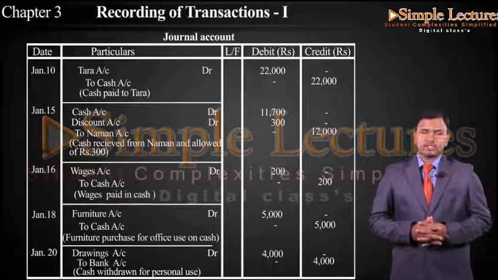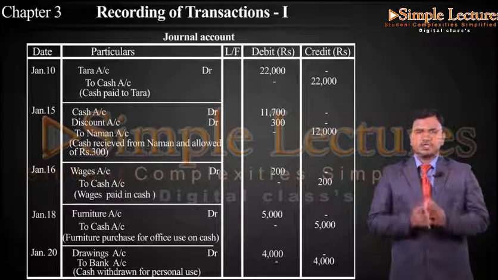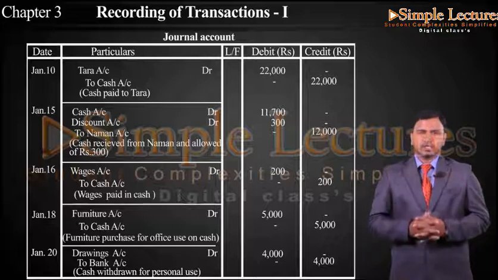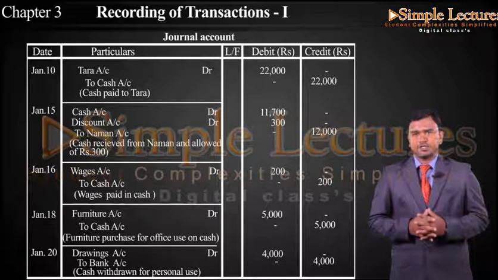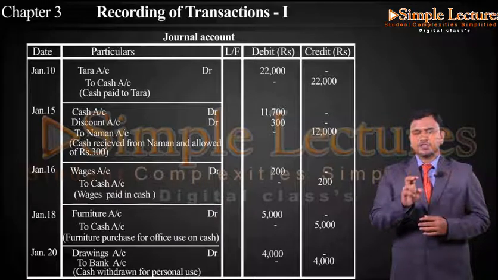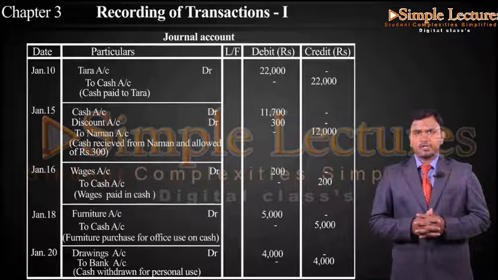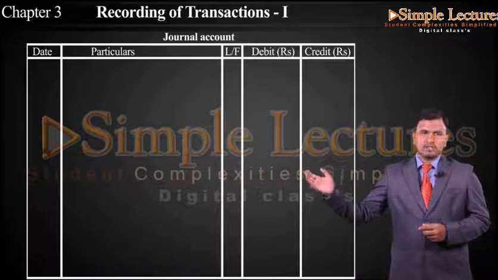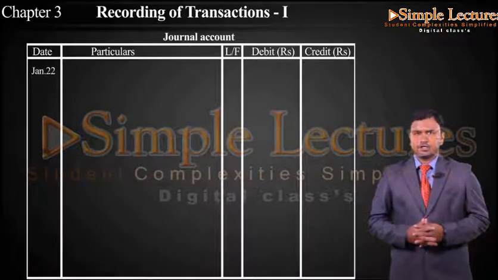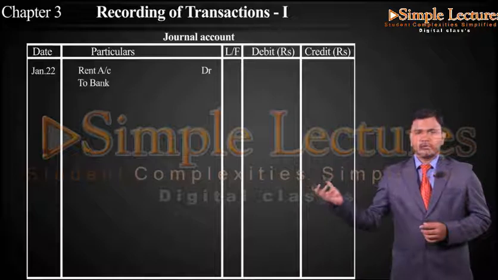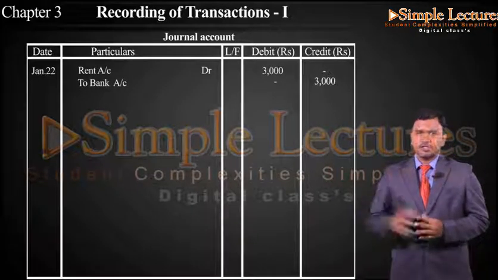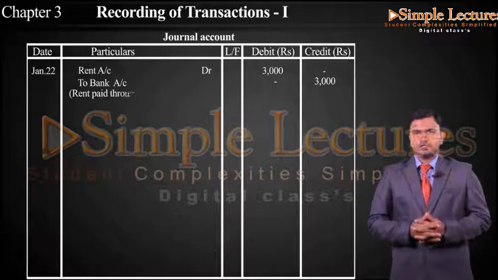Let us take the next transaction which we have on Jan 22nd: issued check for rent, 3,000. So ultimately it is nothing but the rent was paid through a check. Here again rent is an expense which should be debited, and it is paid through check, so the bank will be credited. Let us take the journal entry. Date Jan 22nd, rent account debtor to bank account, 3,000 debit, 3,000 credit. Narration: being rent paid through a check.